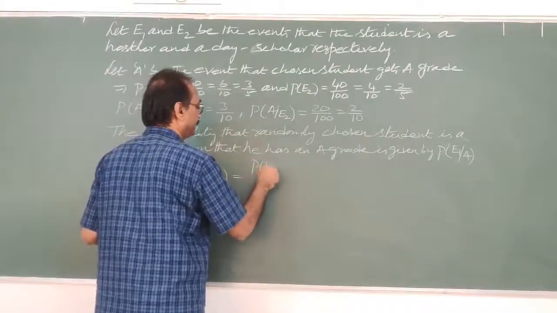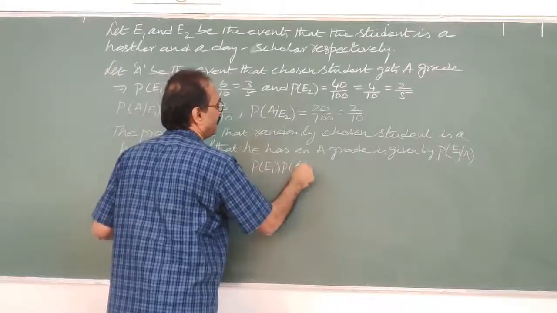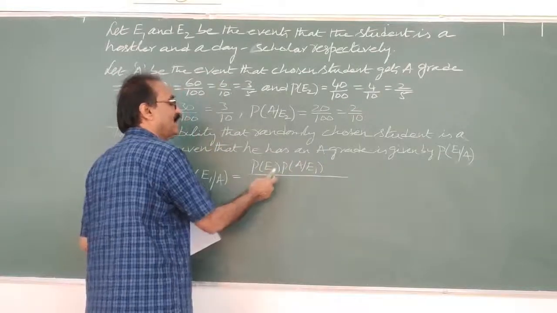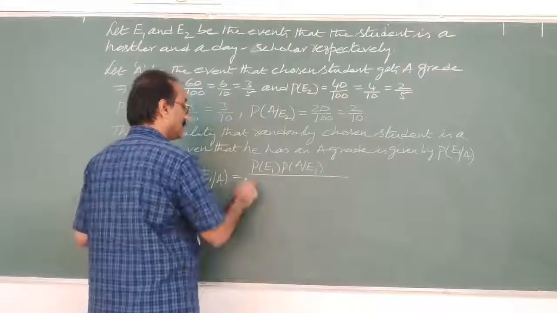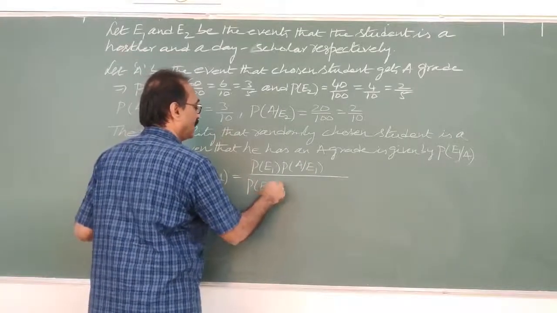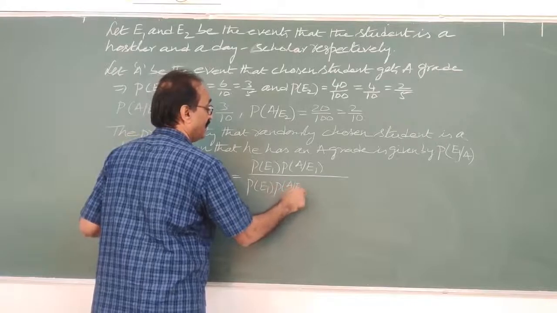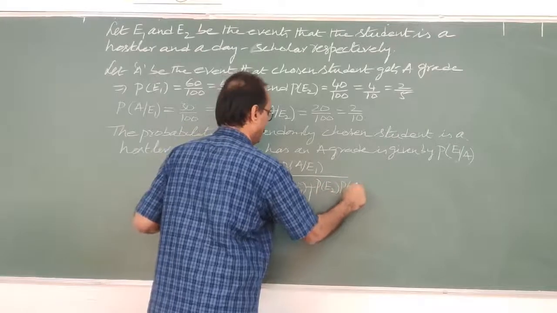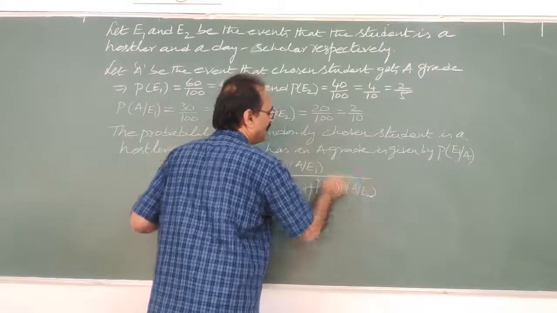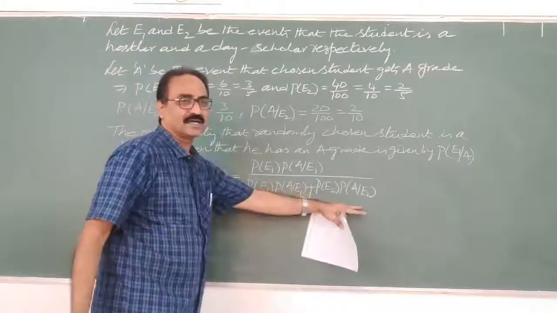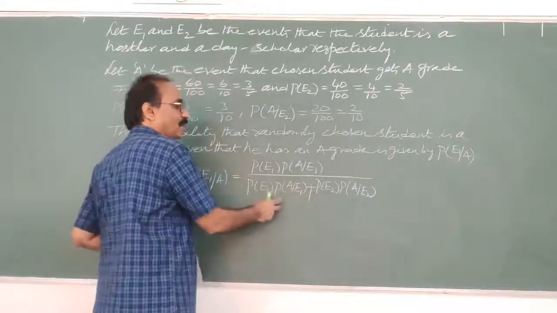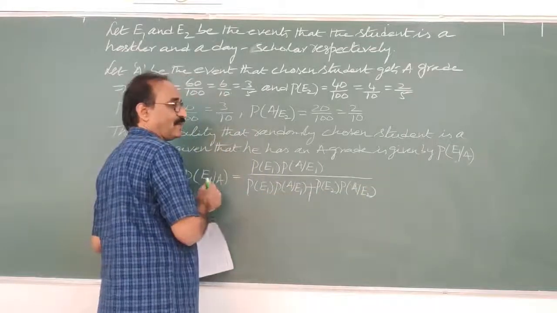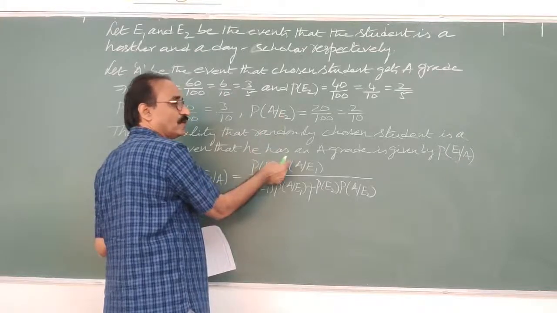P of E1 into P of A given E1, because that is what is being asked. If day scholar means E2, we will write P of E2 into P of A given E2. So total probability is P of E1 into P of A given E1 plus P of E2 into P of A given E2. What is total probability? A student must be a grade holder, let it be hostel or day scholar. Hostel probability of getting grade A plus day scholar getting A, added together, is total probability. Whichever you want particularly should be the numerator, and the total is the denominator.